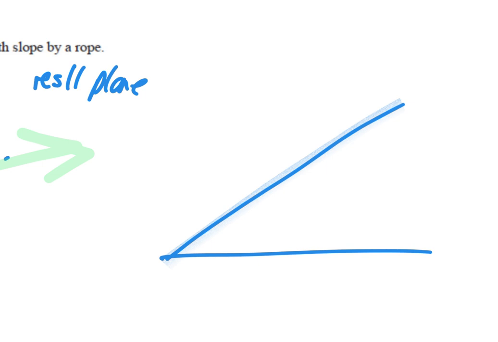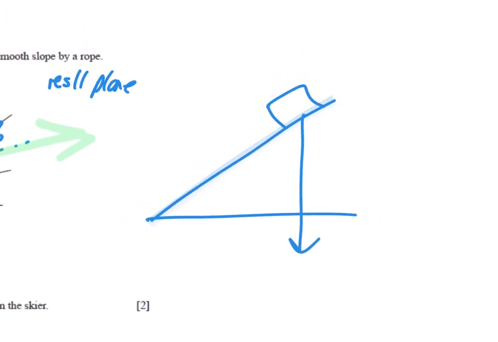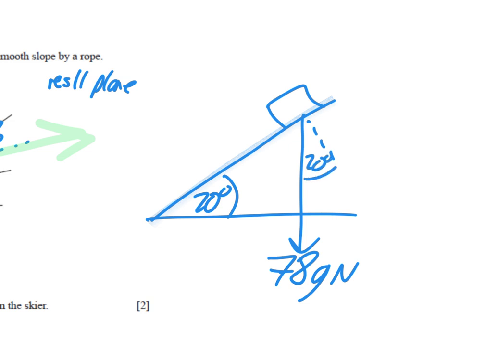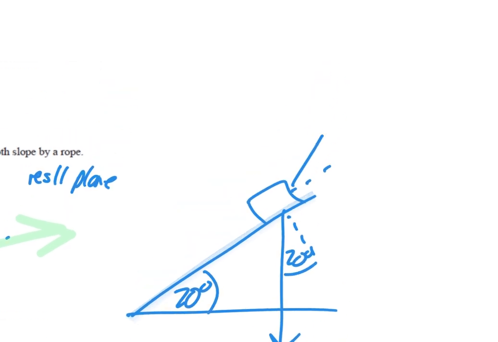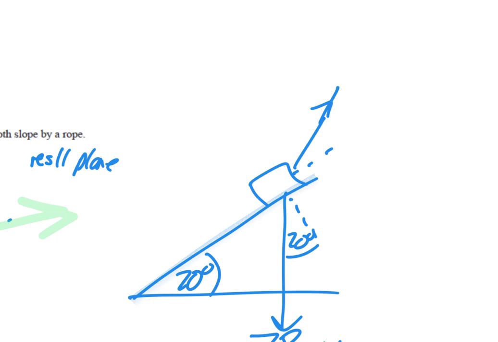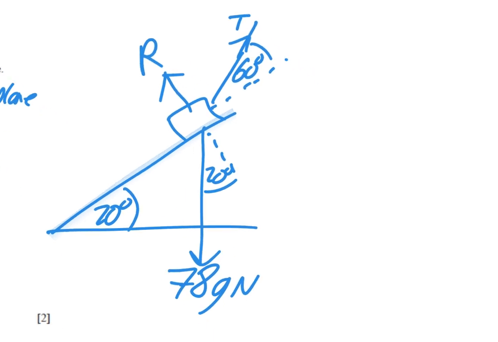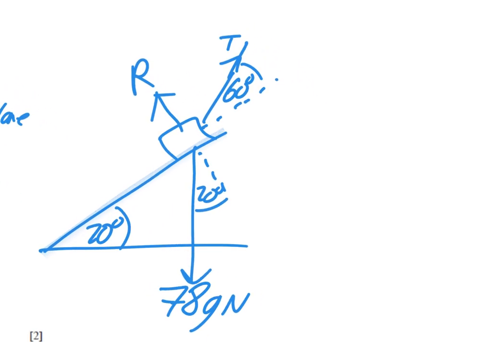Draw my diagram. So there is the skier. They were 78 kilograms, so 78g newtons. It was at 20 degrees. I know that doesn't look like 20 degrees, but it just makes it a lot easier to draw this. And then up the slope, you had your tension in your rope. That's T, and that was 60 degrees to the incline of the slope. And then you had your normal reaction as well. Don't know if we need to find the normal reaction. Okay, so we'll just do this again here. It's a wee bit clearer.